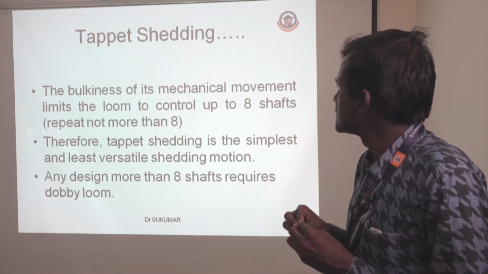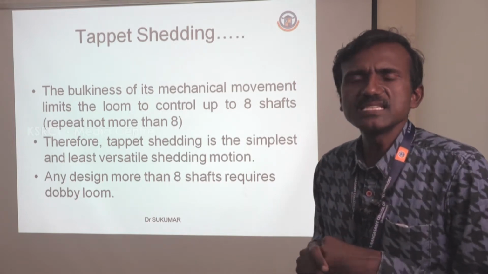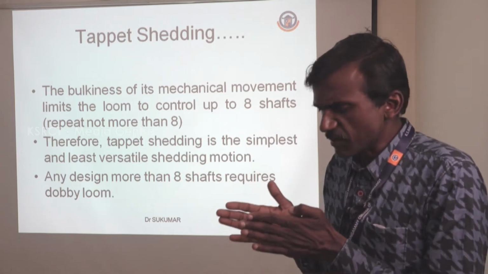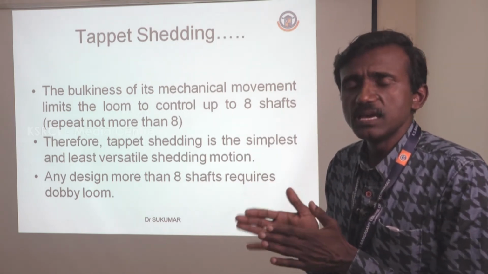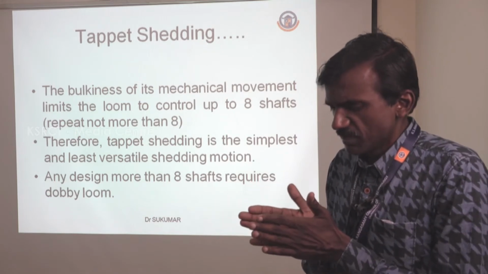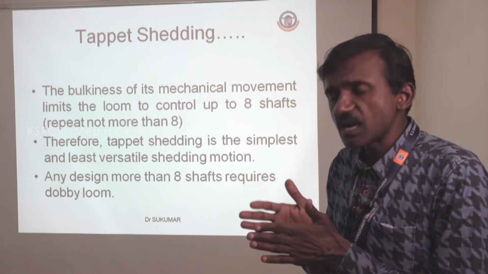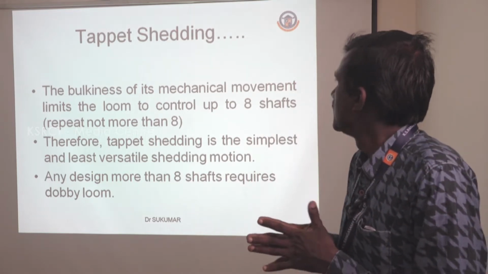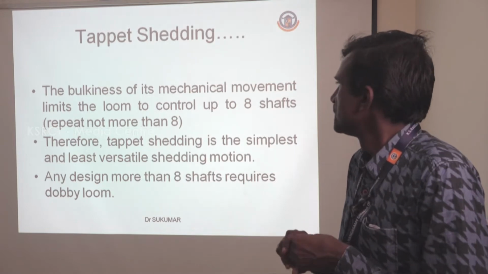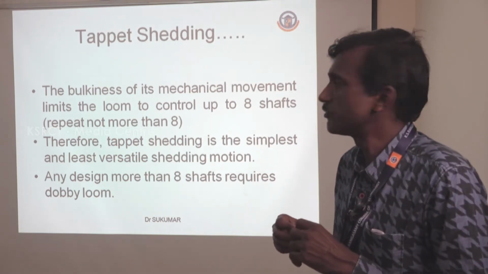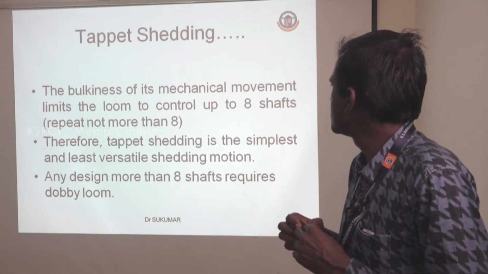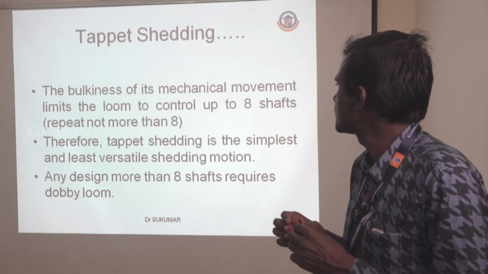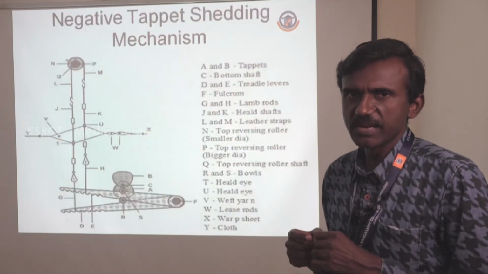The bulkiness is the main disadvantage in the case of the tappet mechanism. Because of its bulkiness, we cannot maximize the number of heald shafts. The bulkiness of the mechanical movements limits the loom to control up to 8 heald shafts, and for more than 8, we have to go for an alternate mechanism. Therefore, tappet shedding is the simplest and least versatile shedding mechanism. Any design with more than 8 heald shafts requires a dobby mechanism.